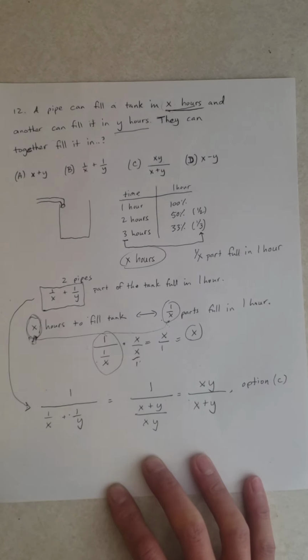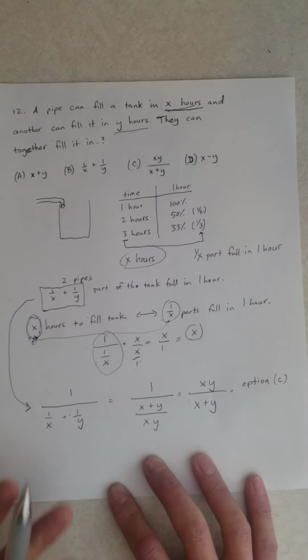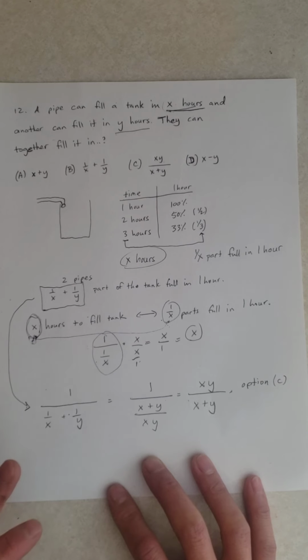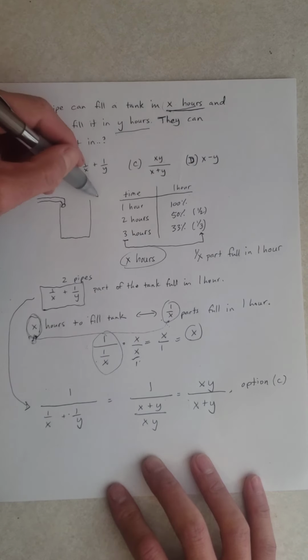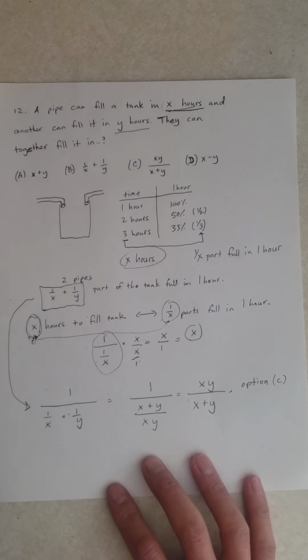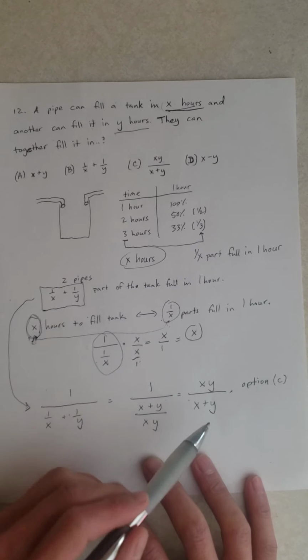I hope that clarifies a little bit on this problem. Watch this video over again. Think about the problem and imagine this pipe filling this tank. And then, you know, this is basically two pipes filling this tank simultaneously. And with a little bit of this mathematical trickery going on, you then get to a solution.